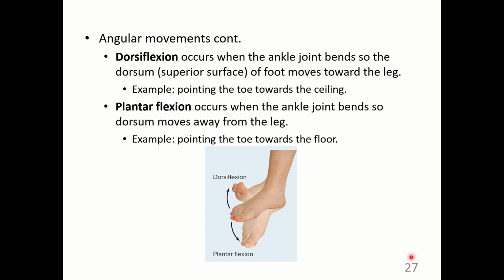Plantar flexion occurs when the ankle joint bends so the dorsum moves away from the leg. So an example is when you point the toe towards the floor. Why they don't call that dorsal extension, I don't know. But they call it plantar flexion. So basically the bottom of your feet is moving away from your shin. This is a pretty cool movement between the tibia and the talus.